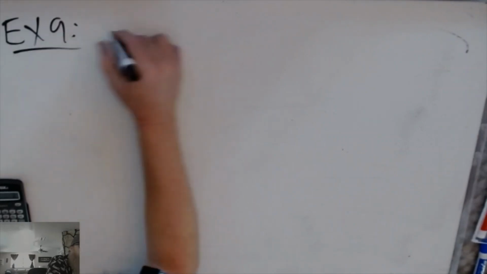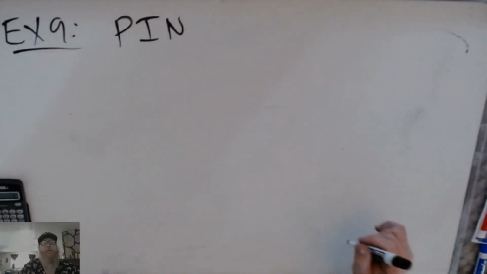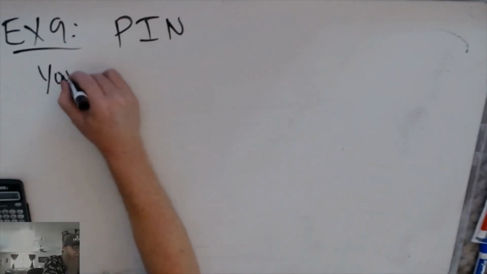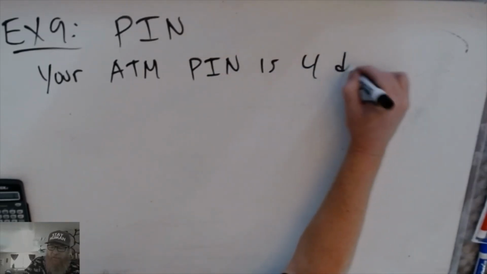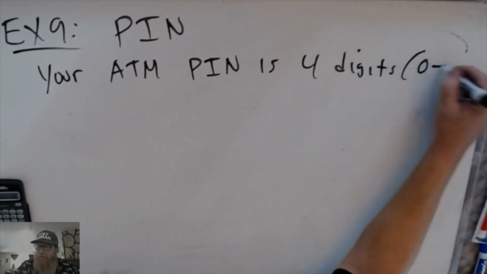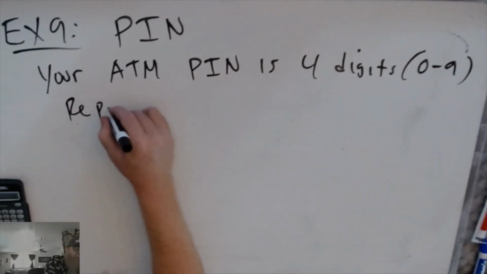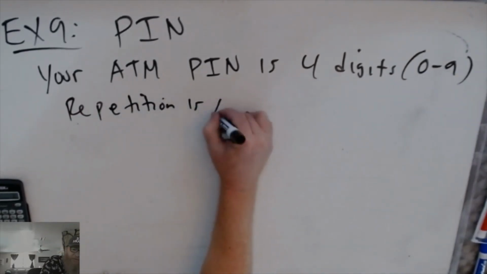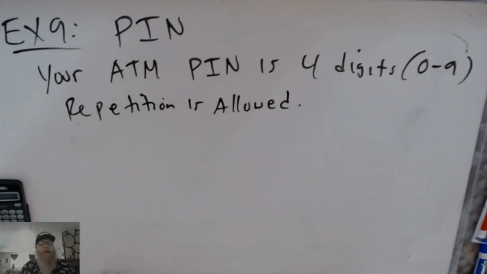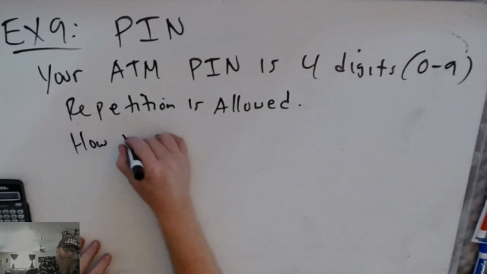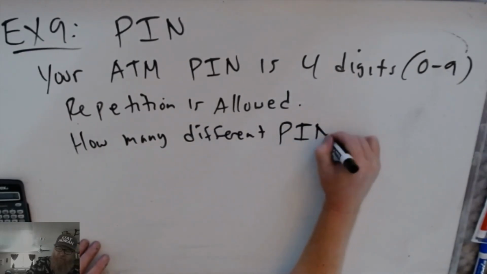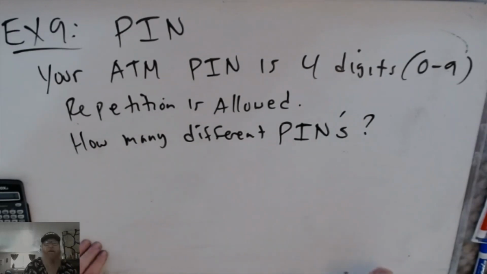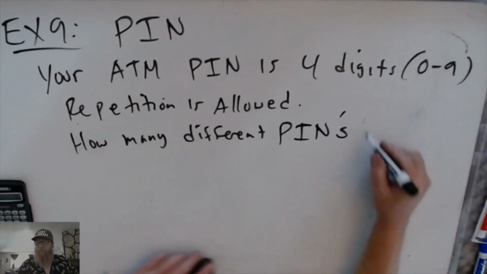another example would be a PIN number. Suppose your ATM PIN is 4 digits, 0 through 9. Repetition is allowed, so you are allowed to have your PIN number be 1111 if you really want. All right, how many possible PINs are there? How many different PINs are possible?